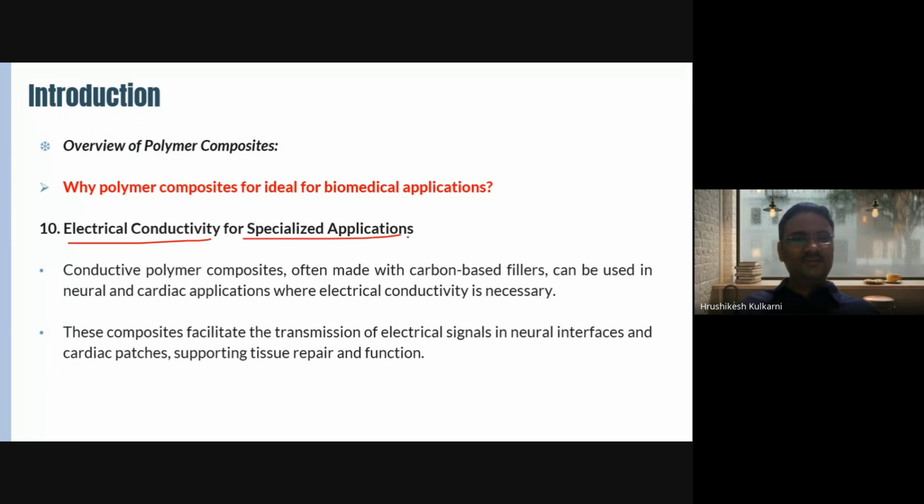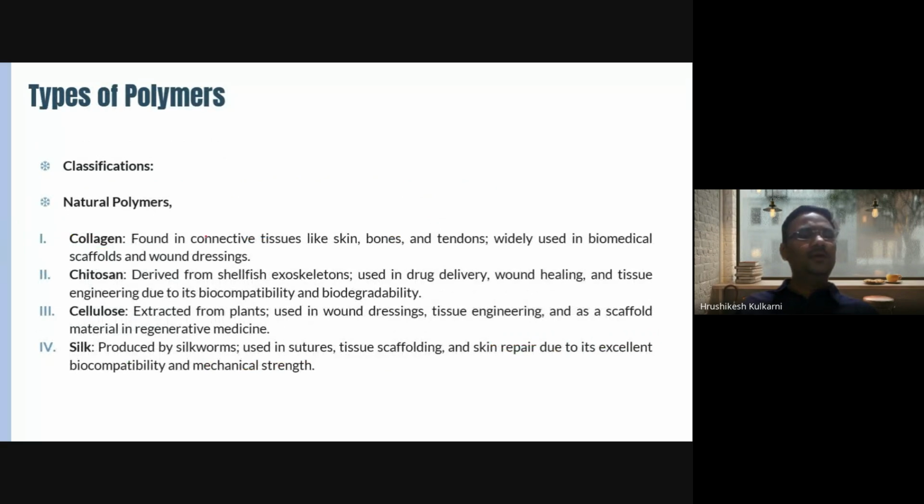Electrical conductivity and specialized application. In applications like neural interfaces or cardiac patches supporting tissue repair and function, these polymer composites are found very much useful. Now let us classify these polymers in the different categories which are useful only for the biomedical application.